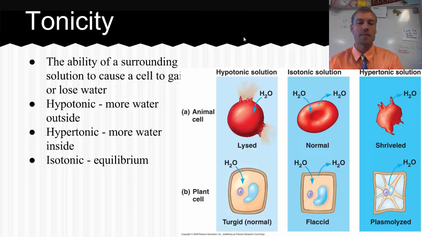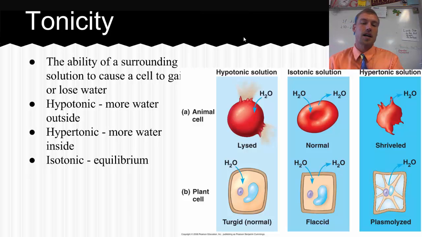We can also have a hypertonic solution. Here we've got more water inside the cell than outside the cell, so the water leaves the cell, causing the cell to shrivel up. And this is when your plants are kind of wilting, right? This is what is going on. They're not getting enough water.